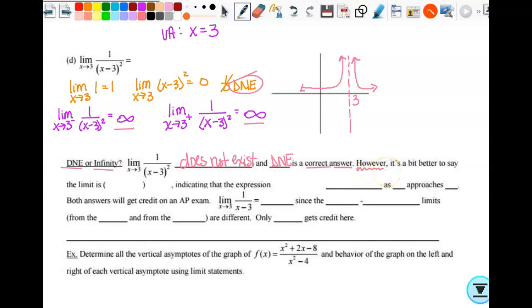However, it's a bit better to say the limit is or equals infinity.